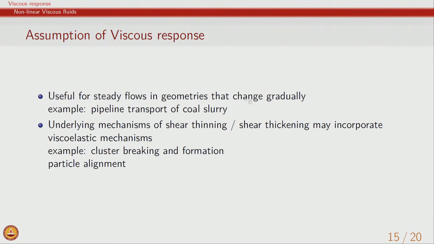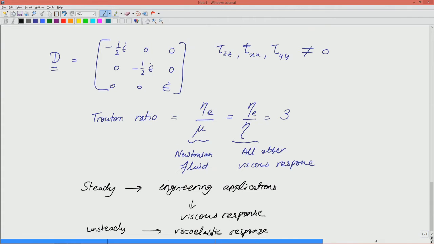So, in steady flows and geometries that change gradually, the underlying mechanisms of shear thinning may incorporate viscoelastic mechanisms, may have aspects of recovery. However, it is not relevant to analyze them for a simple situation where we are only interested in flow rate versus pressure drop. And in such situations, though we are aware that the underlying mechanisms are quite complicated, we will still describe the overall response with only one material function. So, most often whenever we assume viscous response, it would immediately imply we are only looking at viscosity. This is the only material function of relevance whenever we are looking at material response as a viscous response.